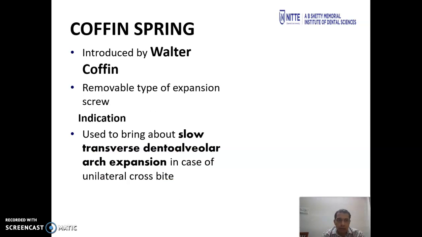Next, we come to the coffin spring. It is a removable slow expansion device. Methods of expansion again is a separate topic in itself. You have rapid expansion, you have slow maxillary expansion. It is used to bring about slow transverse dentoalveolar arch expansion in case of unilateral crossbite. It was given by Walter Coffin.